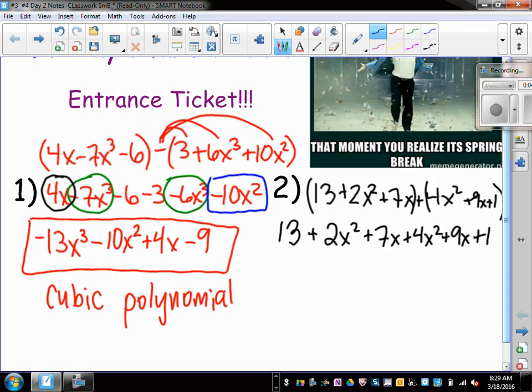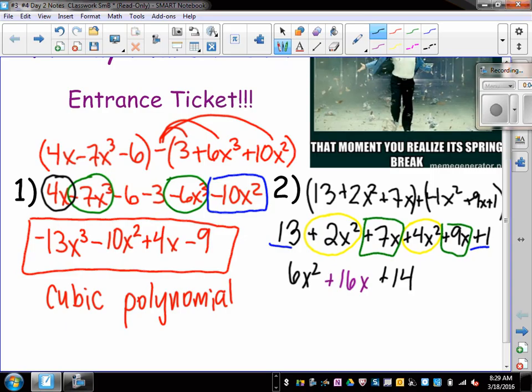There's nothing I have to distribute. There's no multiplication. There's no subtraction. Alright, so combine like terms. We have 2x squared and 4x squared. That gives me 6x squared. Then we have 9x and 7x, which gives me 16x. Then we have 13 and 1, which gives me plus 14. Again, it needs to be in standard form, and indeed we have it in standard form.